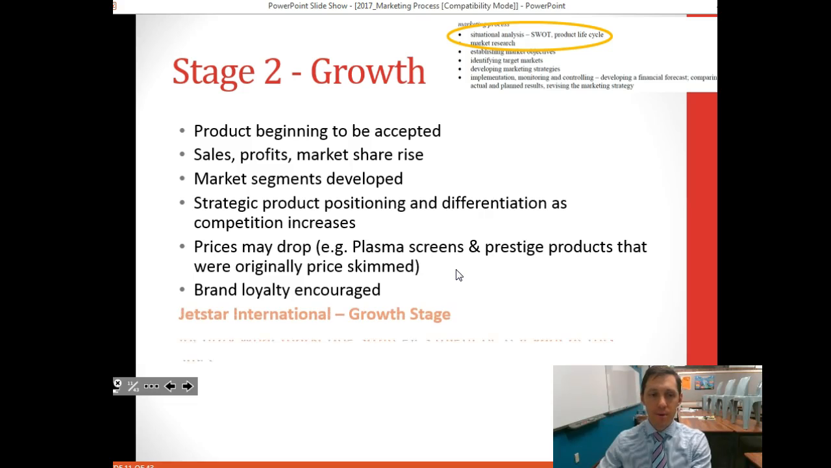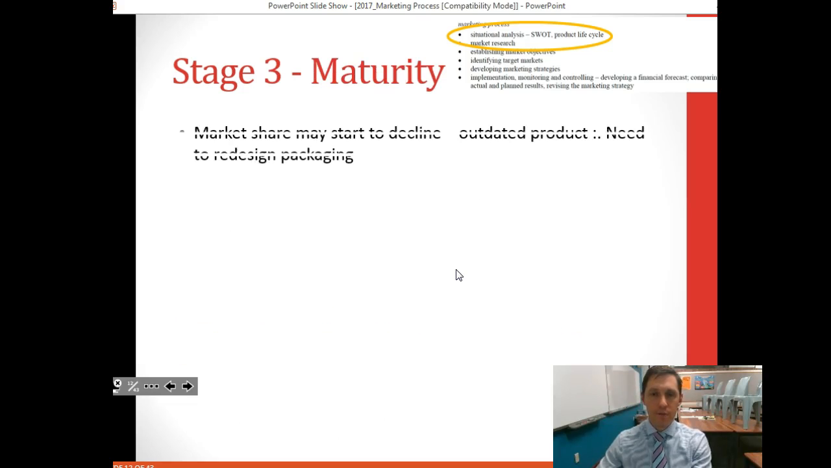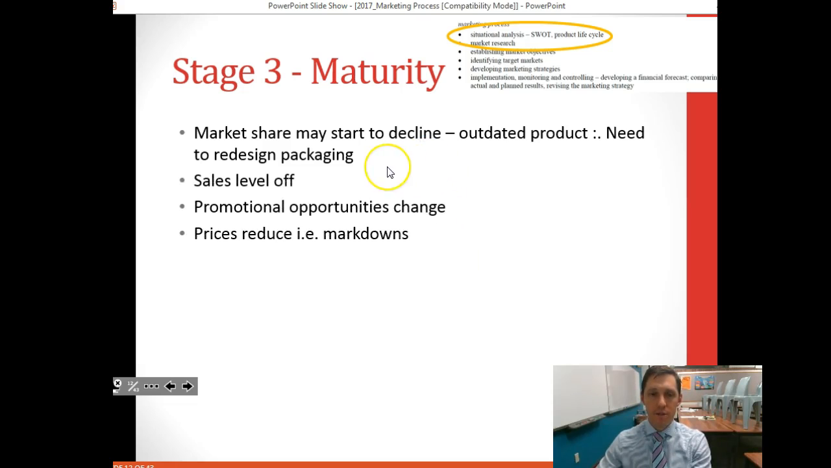Okay, for businesses experiencing the maturity phase, they move out of the growth phase into maturity, and this is the point where market share starts to decline. The product is becoming a little bit outdated, it may need some redesign. Sales start to fall off, the promotional opportunities start to change. Prices are often reduced at this stage as they're trying to clear stock and also increase sales through a change to the pricing strategy.